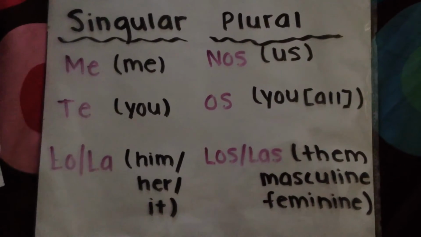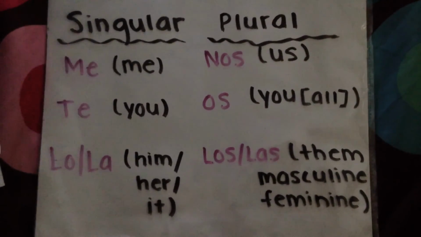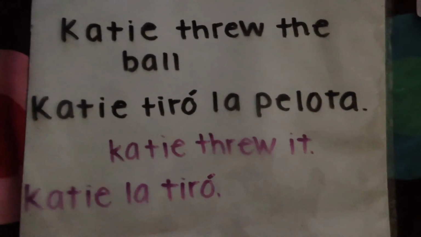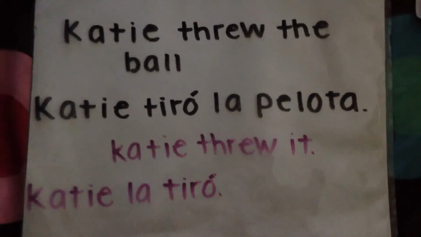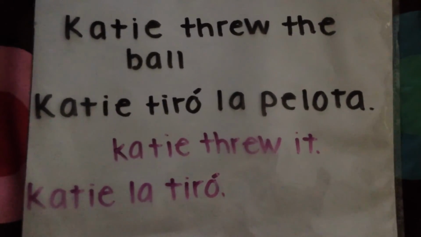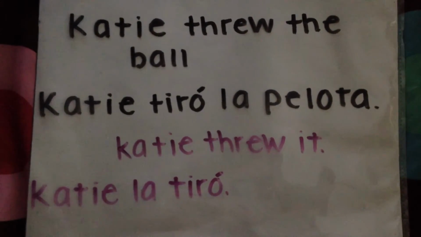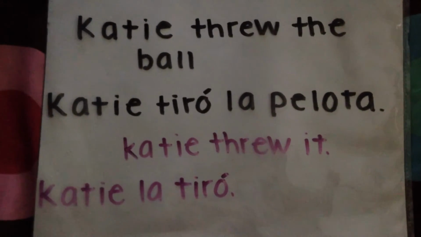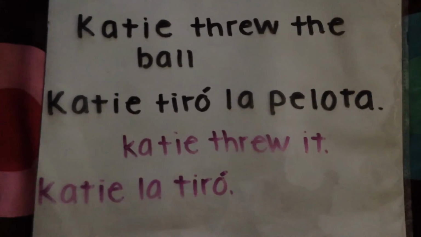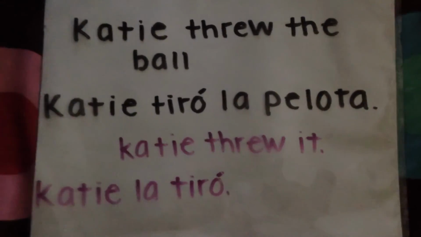In affirmative sentences with one simple verb, the direct object pronoun comes before the verb. An example would be Katie threw the ball. Katie tiró la pelota. La pelota receives the action of tiró. La pelota is the direct object of the sentence. It is singular and feminine, and since it represents an object, it is in third person. You can replace it with the direct object pronoun la. So it would be Katie threw it.